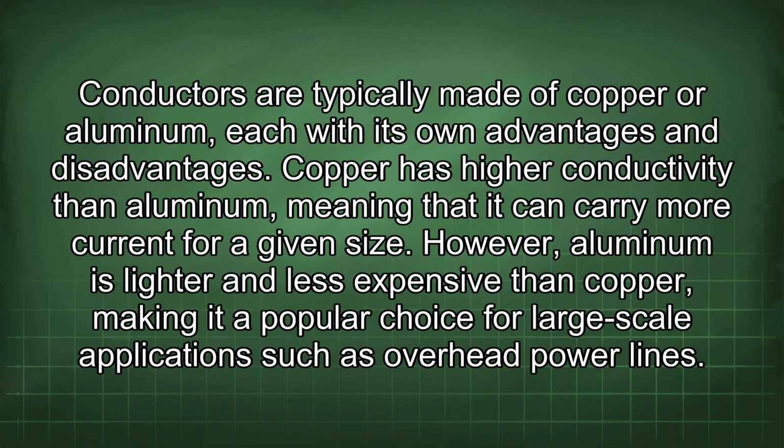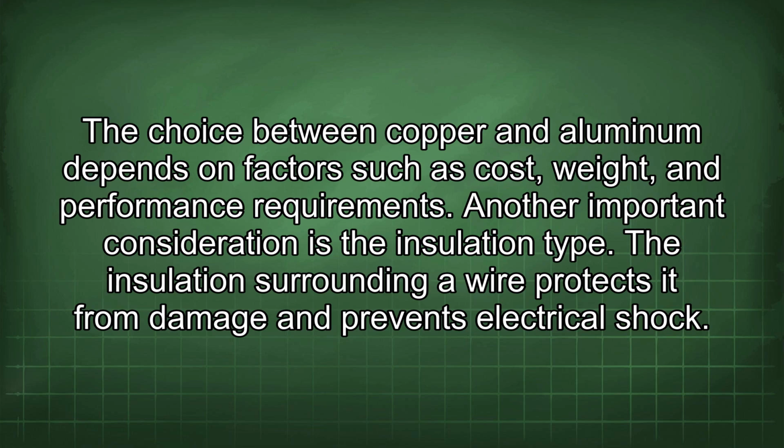However, aluminum is lighter and less expensive than copper, making it a popular choice for large-scale applications such as overhead power lines. The choice between copper and aluminum depends on factors such as cost, weight, and performance requirements. Another important consideration is the insulation type.